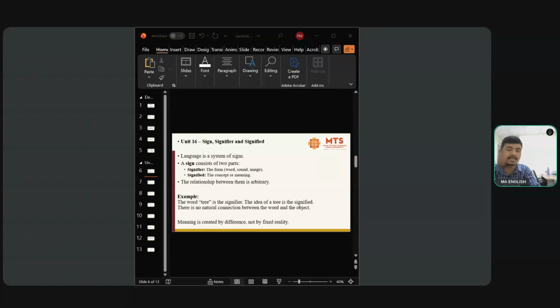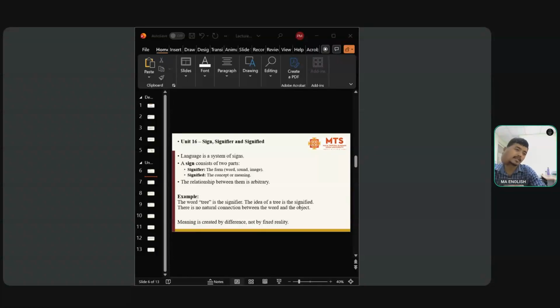So this also means that meaning in language is created by difference, by how one sign is different from another sign, not by any fixed connection to reality. For example, cat means something because it is different from bat, hat, and mat. So understanding this principle is fundamental to all postmodern literary criticism.